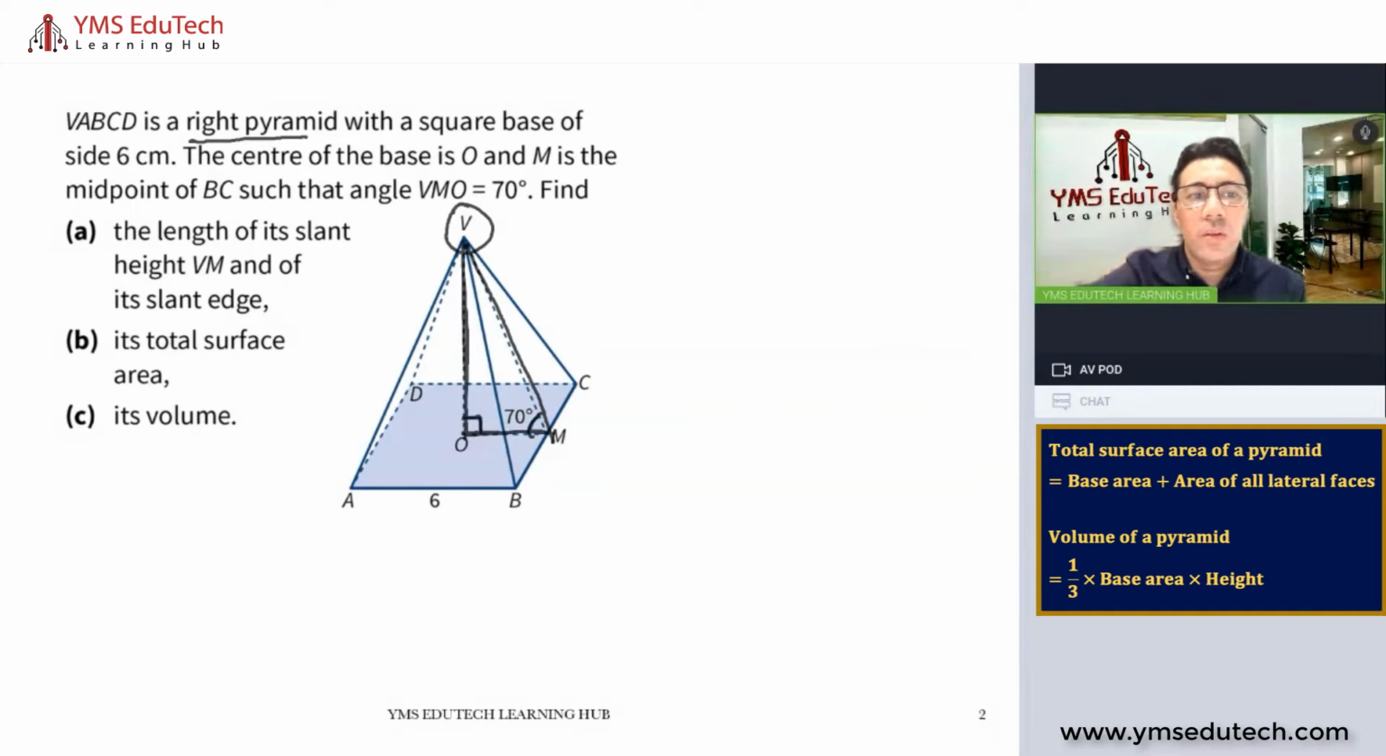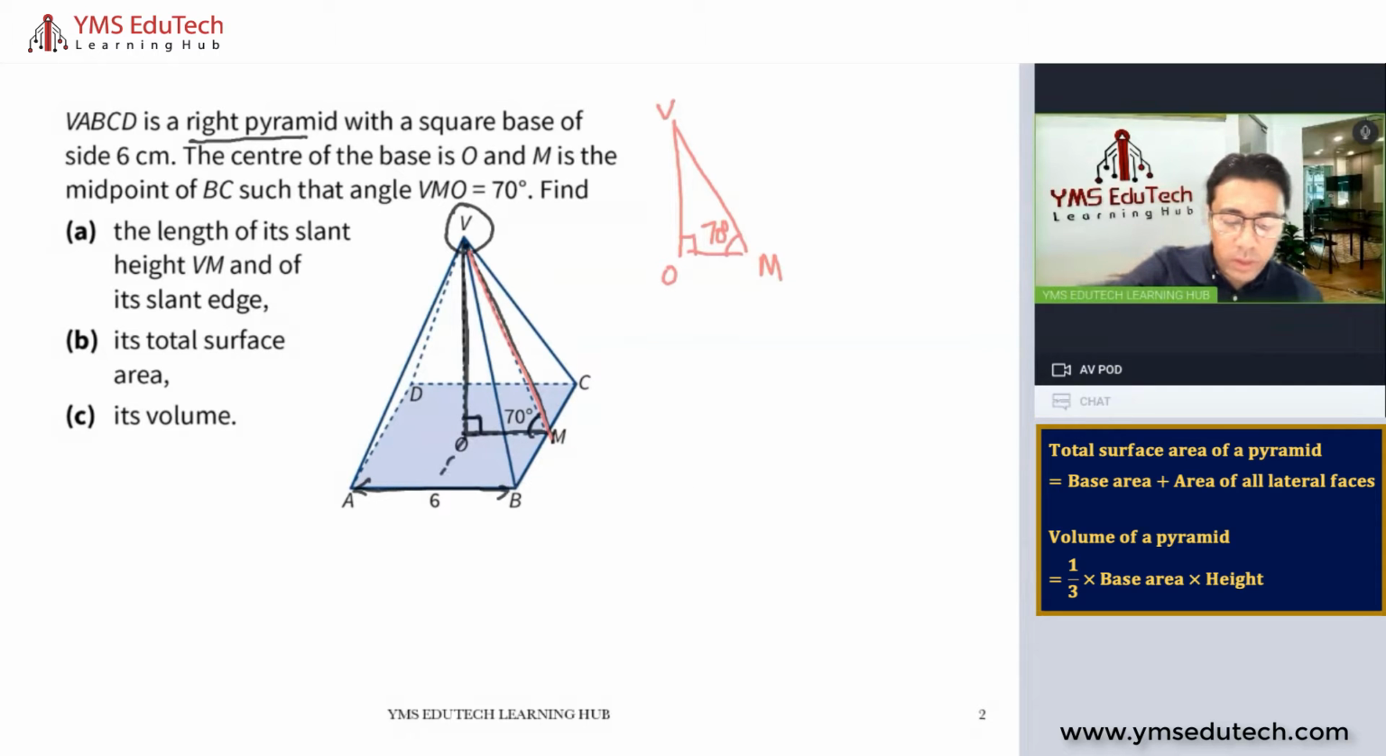Part A, find the length of its slant height VM. This is the slant height VM highlighted in red. If you look closely from the front view of this pyramid, the triangle VMO is a right angle triangle. It's useful that we draw it out, VMO. And so, what is the length of OM? So the length of OM will be half of the length of AB. So this is AB. OM is actually half the length, 3 cm, 3 cm.